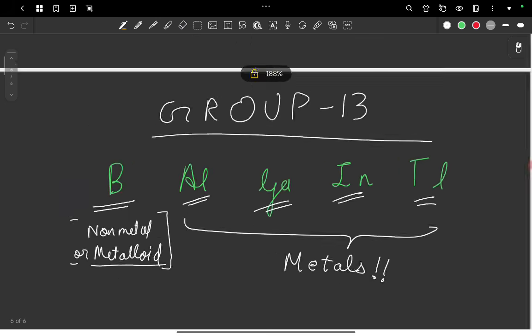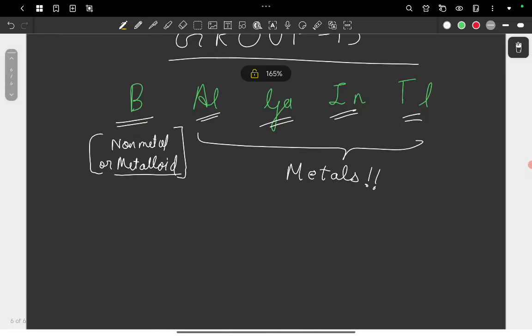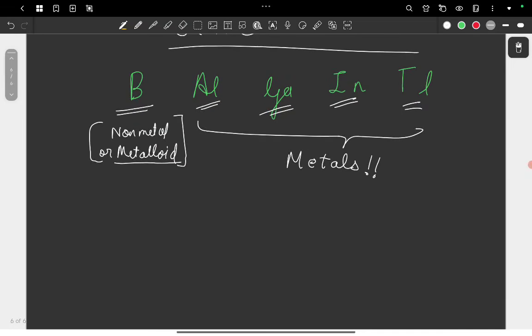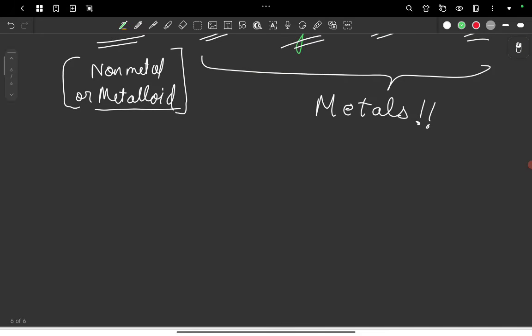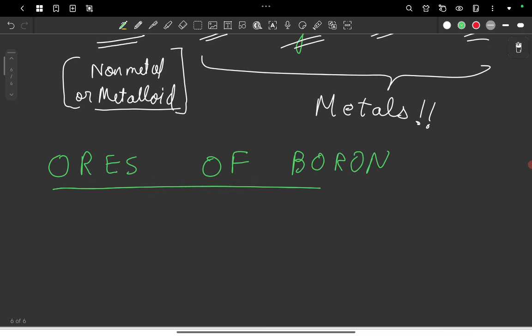All right. Now, this was basically the metallic character of the elements. And now let's talk about where do I find boron? So, ores of boron. Do you know what is an ore? I mean, you should know. An ore is basically a mineral or basically a source from where you can get this metal.